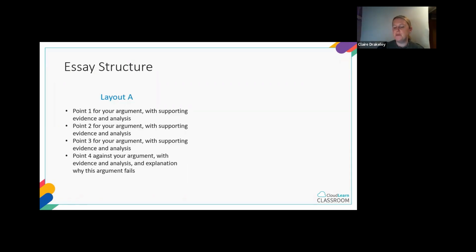So this is layout 1. I'm going to read this one out for you. This is going to be either an argumentative or a discursive essay, and I'm going to ask you to work out which one you think it is. But layout A, point 1 for your argument with supporting evidence and analysis. Point 2 for your argument with supporting evidence and analysis. Point 3 for your argument with supporting evidence and analysis. And then point 4 against your argument with evidence and analysis and an explanation why this argument fails. So that's the main body of our first essay.